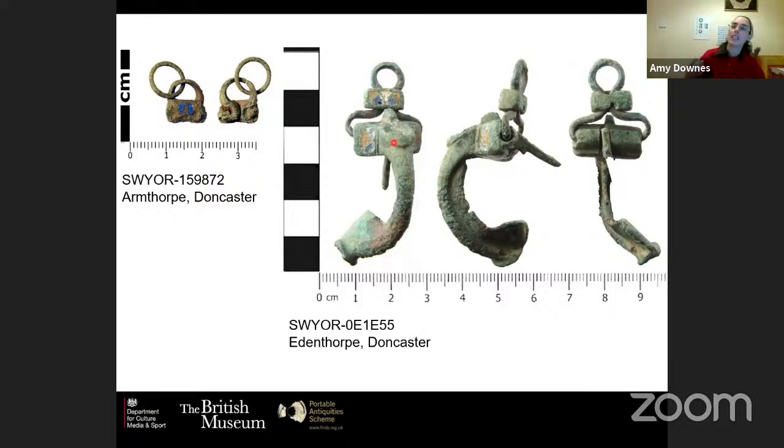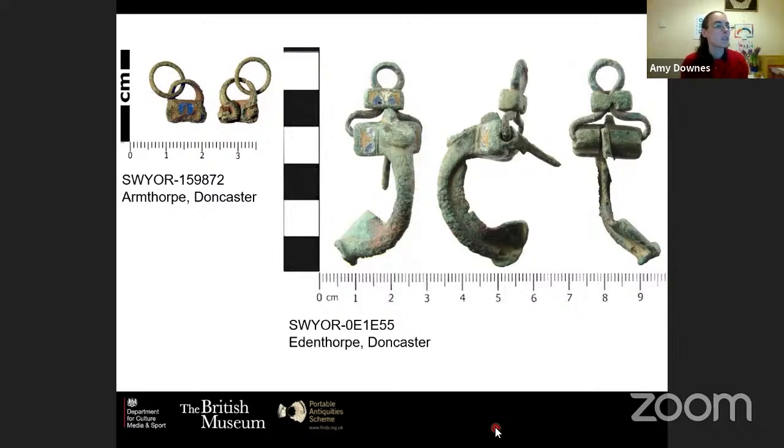And there's a slightly weird subtype which have two studs on the top of the brooch, which again are really quite rare among the data set, and that's the type we're interested in, although they don't seem to be a Yorkshire type as such, or even a northern type, but they're quite interesting.